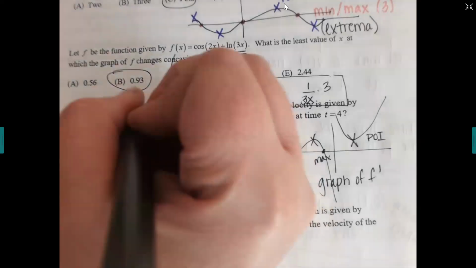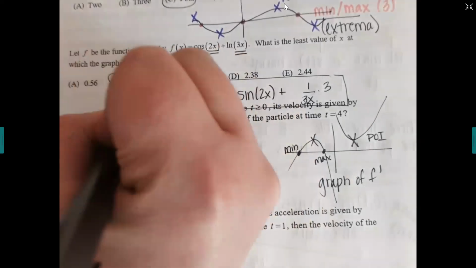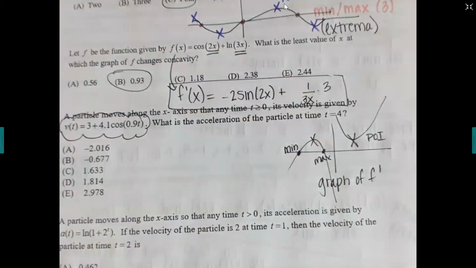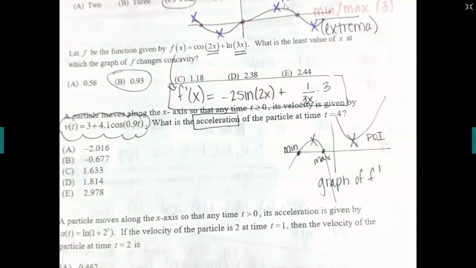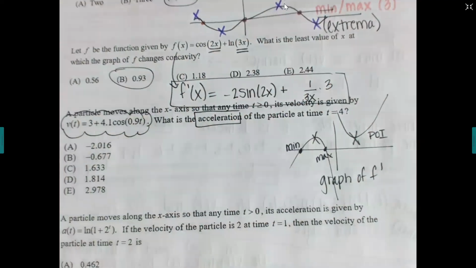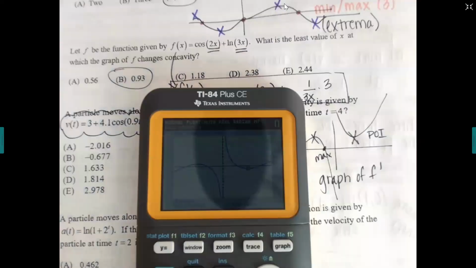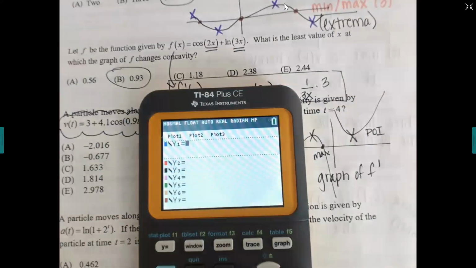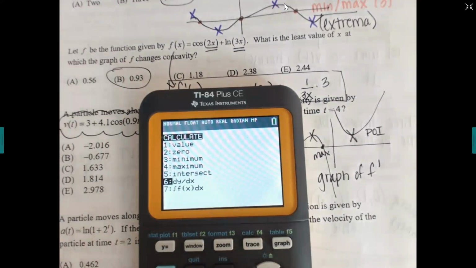If we have velocity typed into our calculator, and you're on the calculator part of the exam, how do you find acceleration? Take the derivative. And that's the second trace six that you should know how to do. So let's just do it real quick. Make sure we remember: 3 plus 4.1 cosine 0.9x. And then remember, it's second trace, option six.